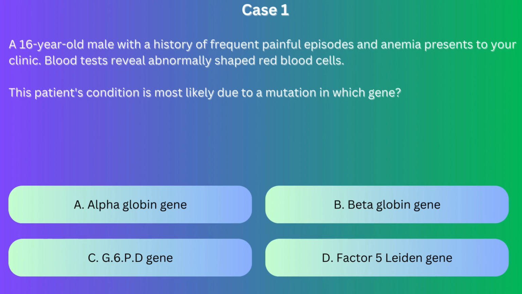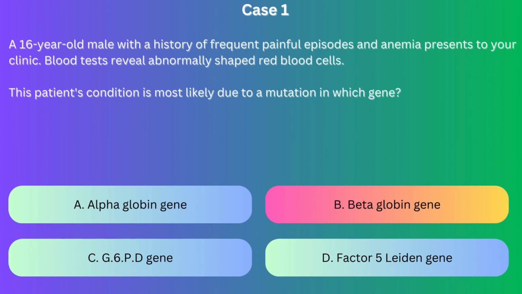Correct answer. B. Sickle cell disease is caused by a mutation in the beta-globin gene, leading to the production of abnormal hemoglobin, known as hemoglobin S. This abnormal hemoglobin polymerizes under low oxygen tension, causing red blood cells to deform into a sickle shape. These sickle cells are less deformable, leading to vaso-occlusion, hemolysis, and the various clinical manifestations of sickle cell disease.